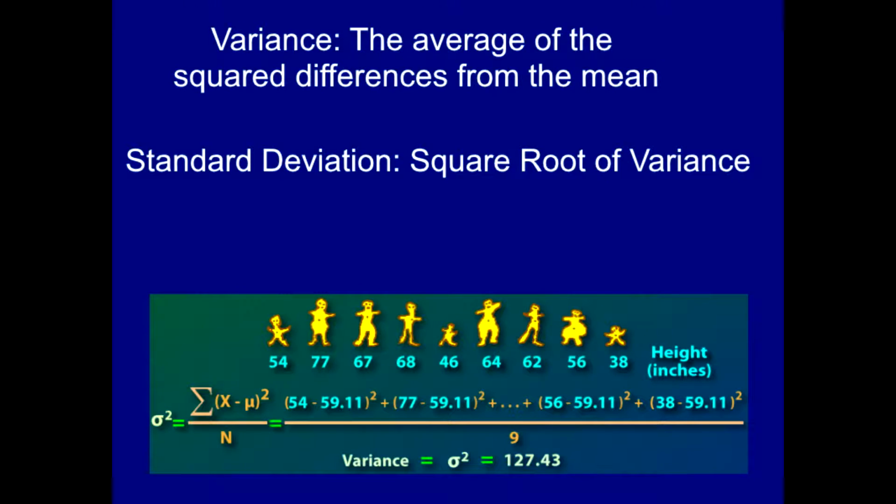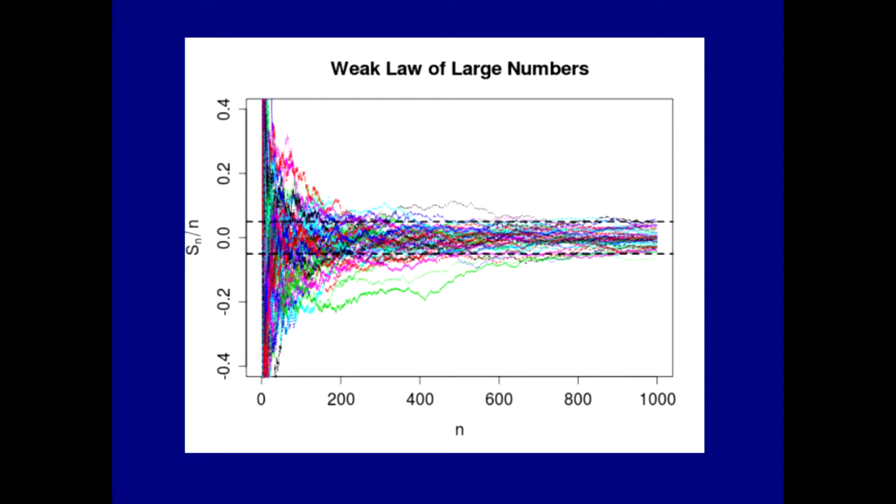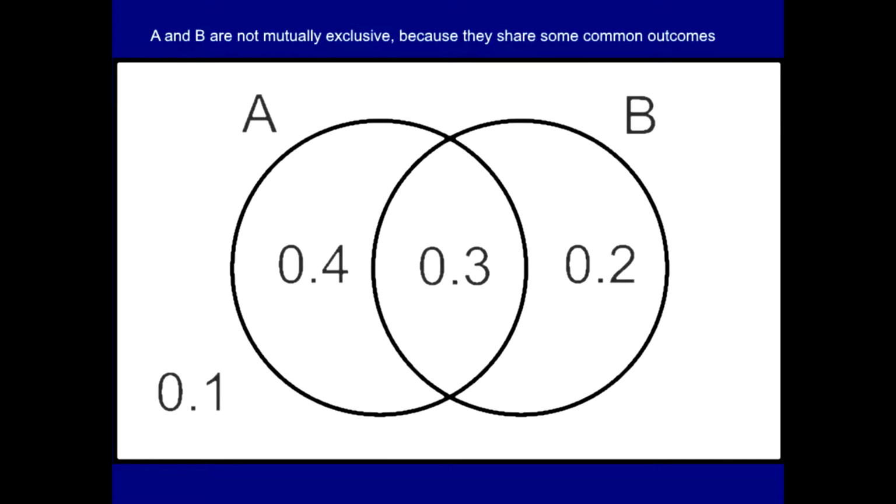Variance is defined as the average of the squared differences from the mean. Standard deviation is the square root of the variance. The law of large numbers, in the long run, is the relative frequency of repeated independent events that settle down to the true probability. Disjoint or mutually exclusive events are when two events have no common outcomes.